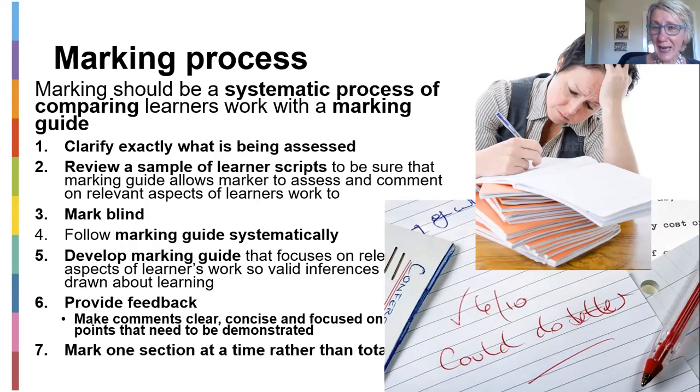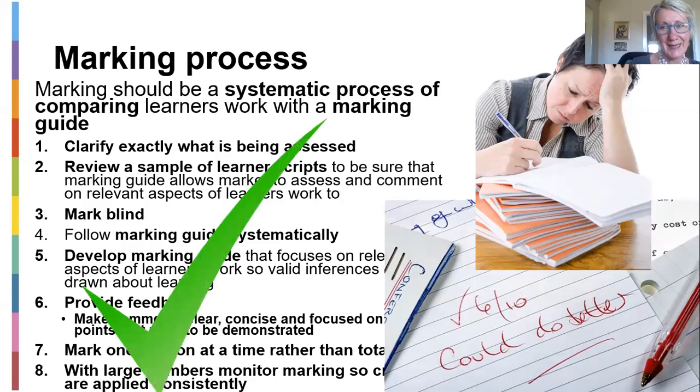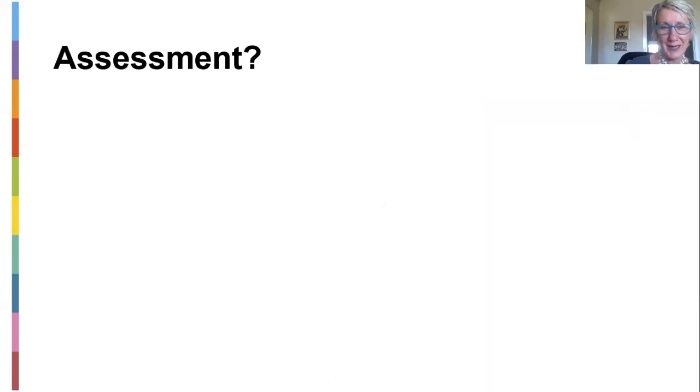Mark one section at a time rather than total. So I should mark all the paper ones, then all the paper twos, then all the paper threes, so I can be consistent in the way I apply my marking criteria. Yes, and if you've got large numbers, you must monitor your marking, because sometimes you change in the way you mark things. So often go back and check your first papers and how you marked them. Yes, marking is a big part of your life.